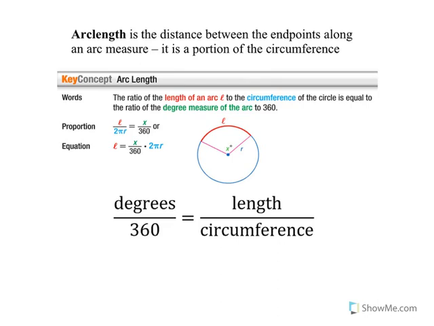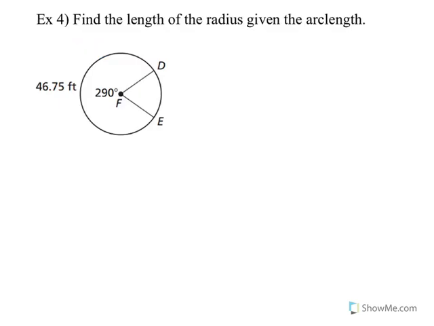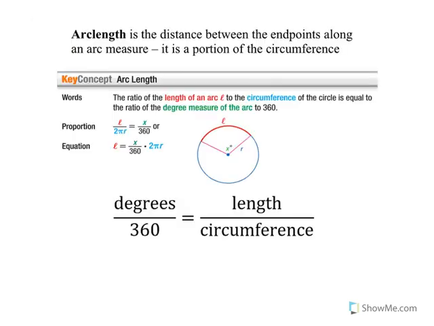Let's see. Okay. So from here, the last little bit we're going to talk about today, I believe, is arc length. So what is arc length? Arc length is the distance between the endpoints of an arc measure. So this makes sense to us. Now, it is a portion of the circumference.